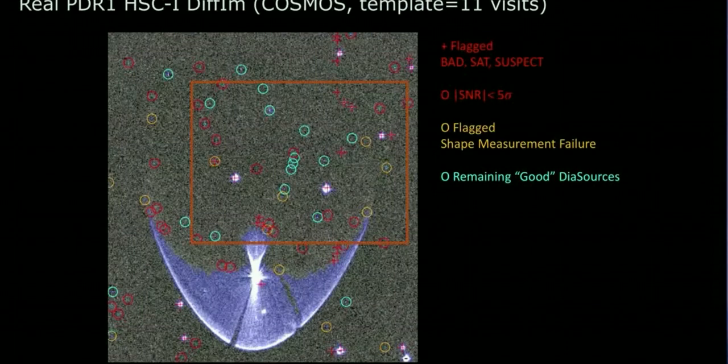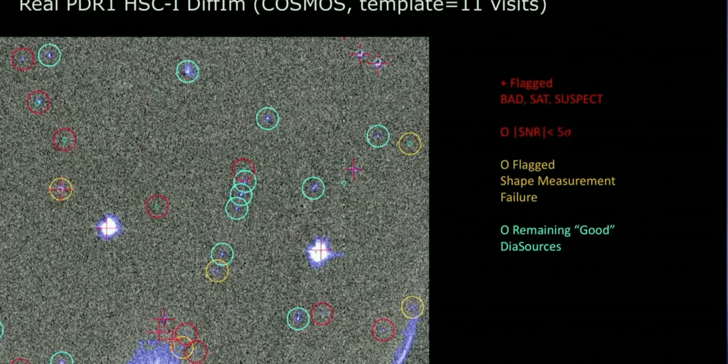Let's zoom in a little bit and I'll explain what the color-coded numbers are. Okay, so everything that has a marker on it was a detection. If it is a red plus, that means it has been flagged as either saturated, bad, meaning it overlapped a defect pixel. If it's a red circle, it means that when we actually went to measure it, the signal to noise of the PSF flux was less than 5.